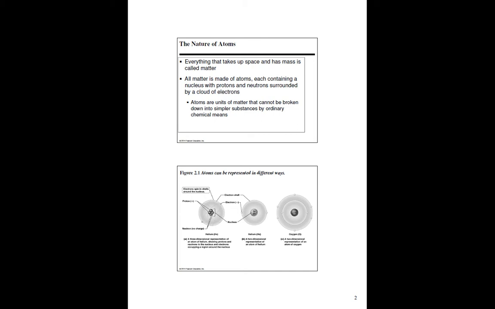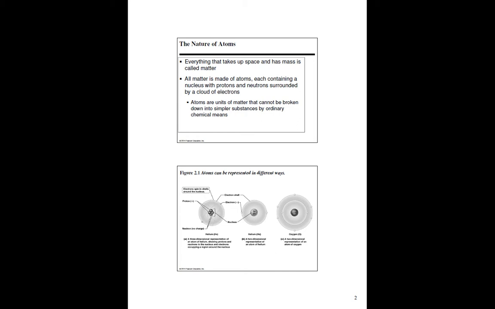Atoms are the smallest units of an element. So when we talk about the elements in the periodic table like sodium and carbon and oxygen, those elements are made up of atoms. So the atoms are the smallest unit of an element. They are the units of matter that cannot be broken down into simpler substances by ordinary chemical means. So all matter is made up of atoms, and we're going to look at the structure of an atom.